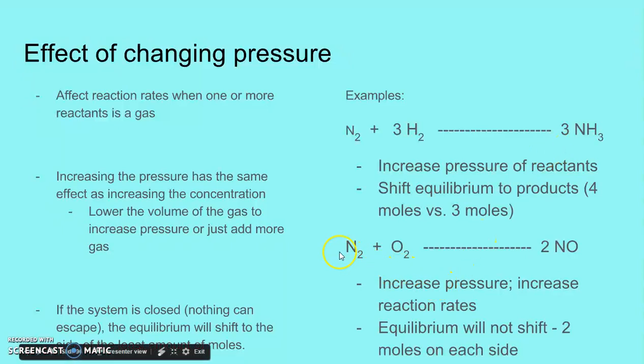In this reaction, I have 1 mole of nitrogen plus 1 mole of oxygen giving me 2 moles of nitrogen monoxide. So if I increase the pressure, I have 2 moles on this side and 2 moles on this side. By increasing the pressure, I would increase the reaction rates, but the forward and the reverse reaction are both going to increase. So my equilibrium is not going to change because I have the same number of moles on both sides. So pressure can change reaction rates when things are gases, but you have to pay attention to the number of moles. That tells you where it shifts the reaction.